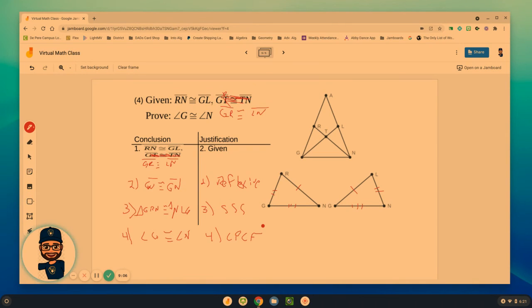So the goal with this lesson is to really understand how to pull apart the triangles to then work on naming two triangles that are congruent to each other with one of our four congruence theorems, and then using that to say that the parts are congruent based on CPCF.